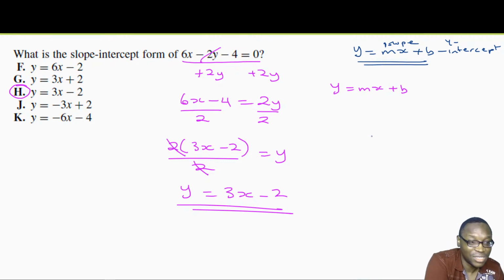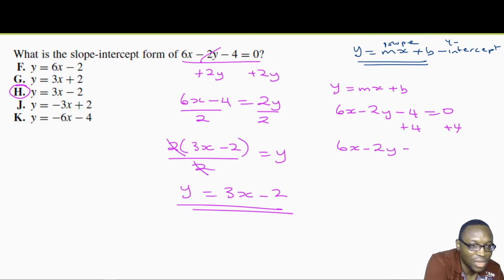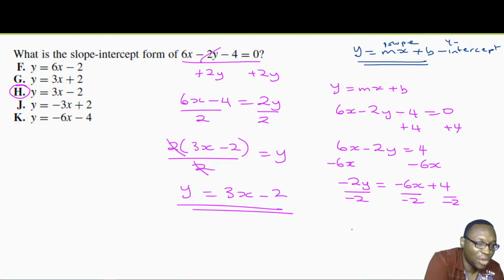The other way you could have done this, which will take longer, and that's why I didn't do it this way. But if I have 6x minus 2y minus 4 equal to 0, I could have added 4 to both sides first. So it's going to give me 6x minus 2y equal to 4. Then I subtract 6x from both sides. So I now have minus 2y is equal to negative 6x plus 4. And then I have to divide everything by negative 2. And now we have y equal to 3x minus 2.